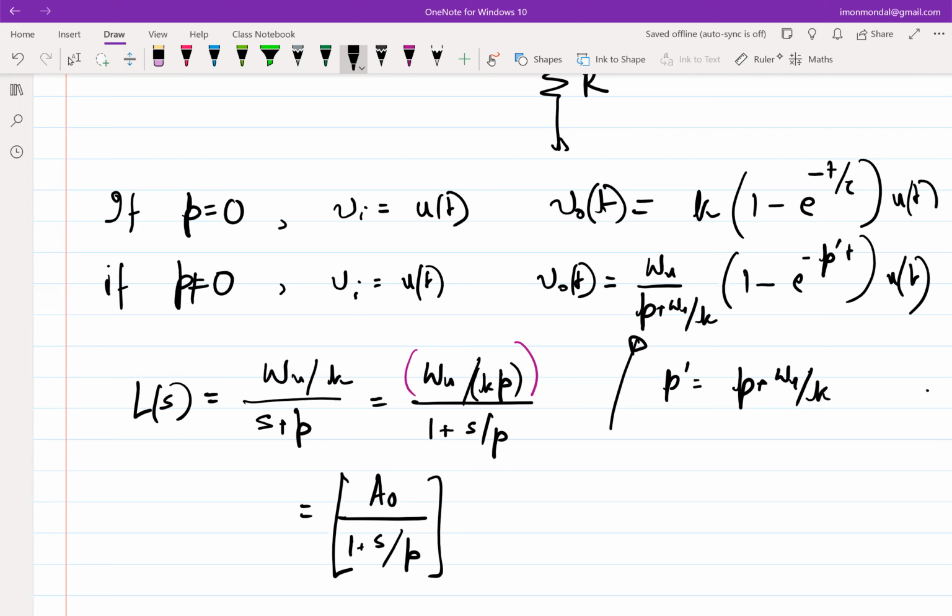It will have a gain of k up to omega u over k. Then it will drop off at minus 20 dB per decade. Correct.